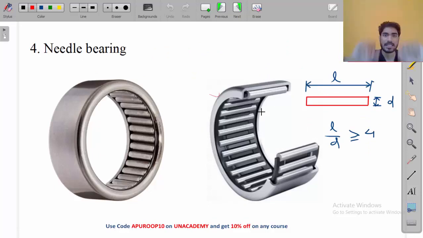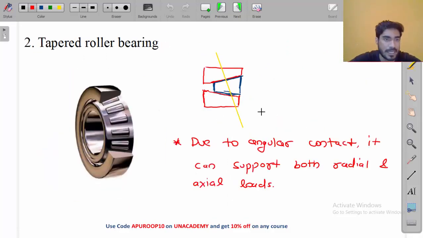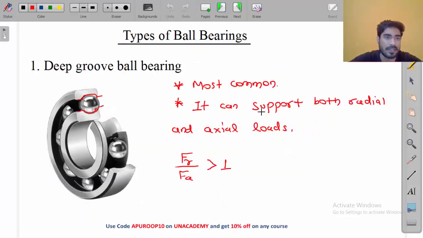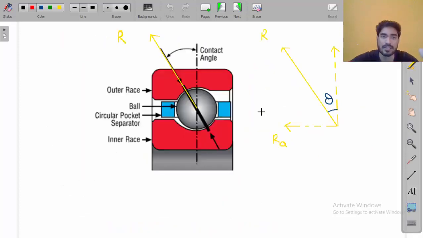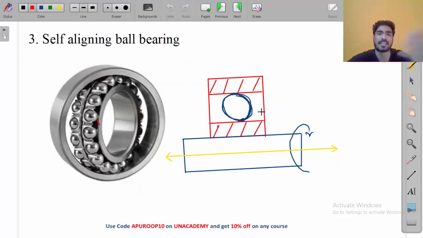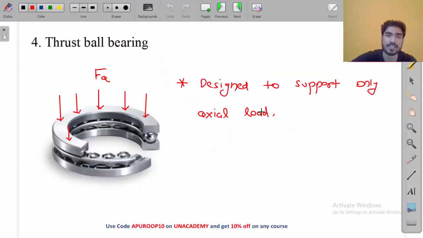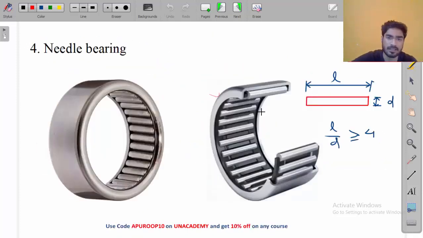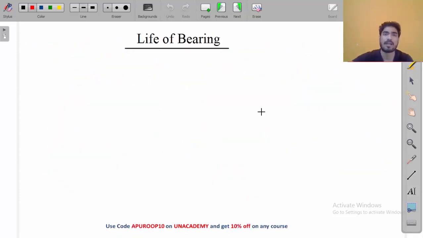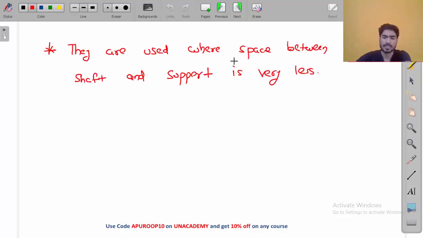So we have seen different types of ball bearings and we have seen different types of roller bearings. You have to remember the speciality of every bearing, where these bearings are used, and what is special about these bearings. All right, my friend. Now, the most important topic from numerical point of view. All these were theory questions.